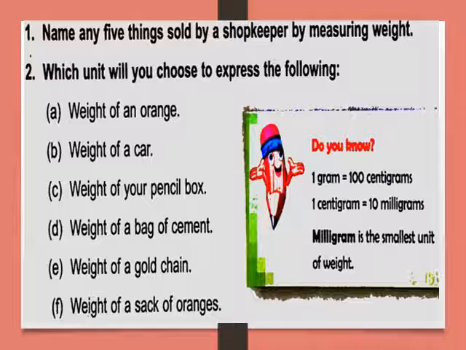Okay. So the weight of an orange, weight of a car, weight of your pencil box, weight of a bag of cement are measured by kg. It's too heavy, no? The weight of a gold chain is measured by mg. And the weight of the orange? So just think about it. Some of these I already told you and some you have to think about.